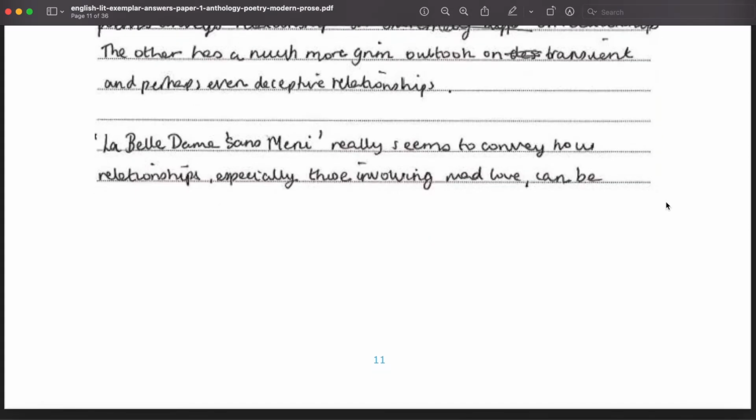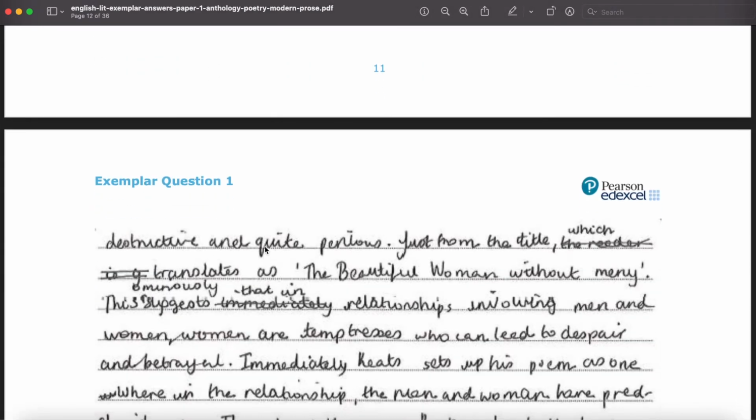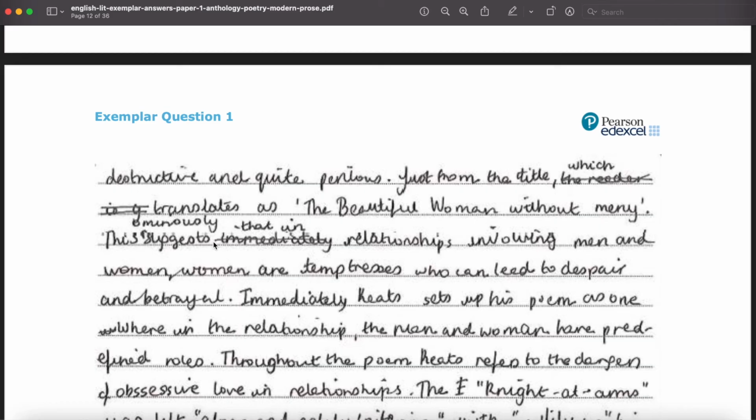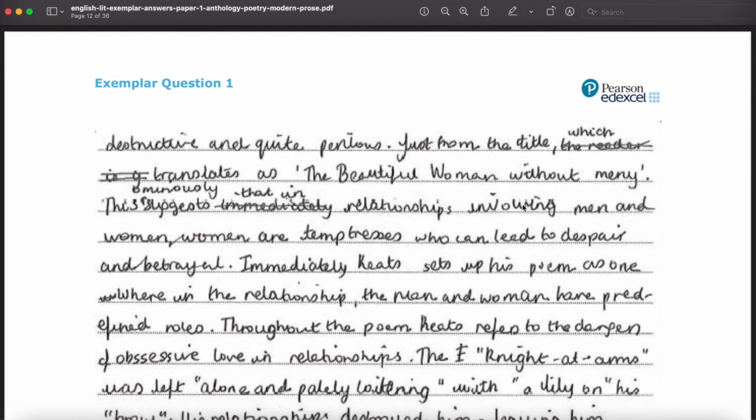Okay, let's continue reading. La Belle Dame Sans Mercy really seems to convey how relationships, especially those involving mad love, can be destructive and quite perilous. Just from the title, which translates as The Beautiful Woman Without Mercy, this ominously suggests that in relationships involving men and women, women are temptresses who can lead men to despair and betrayal.